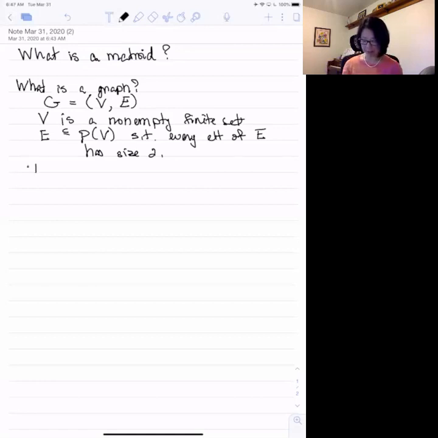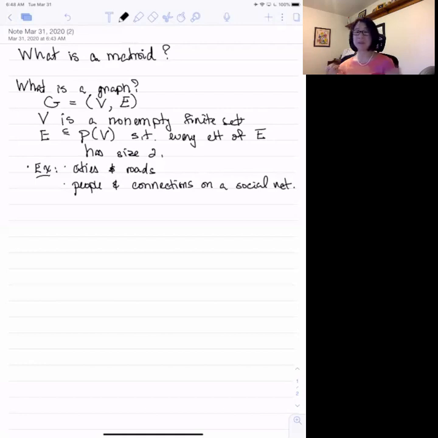Examples of things that we represent as graphs might be cities and roads connecting them. So these edges are pairs, really pairs of cities that are connected by a road. Other things we might want to represent as a graph might be people and connections on a social network, etc. Maybe they're computers and which ones are connected by fiber optic cables. There are so many things that are sets of things and some pairs of them are connected, right?